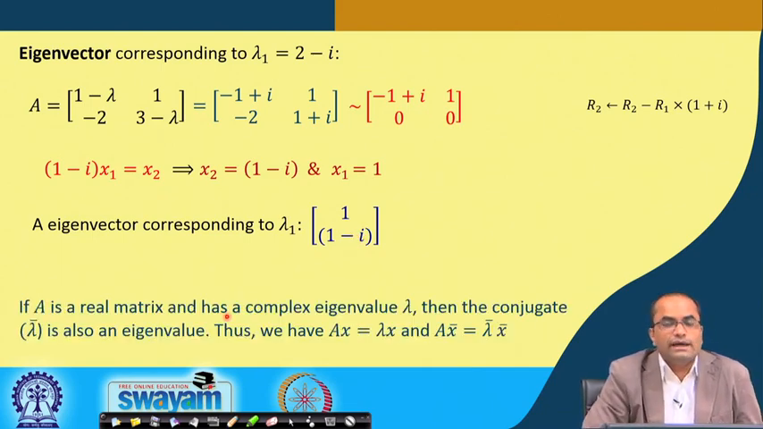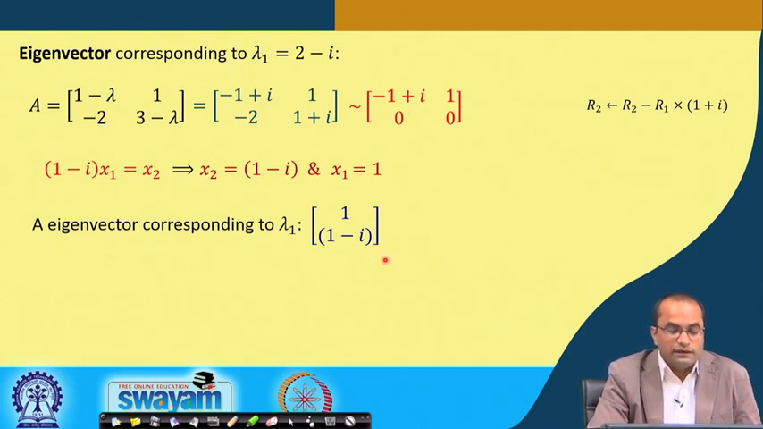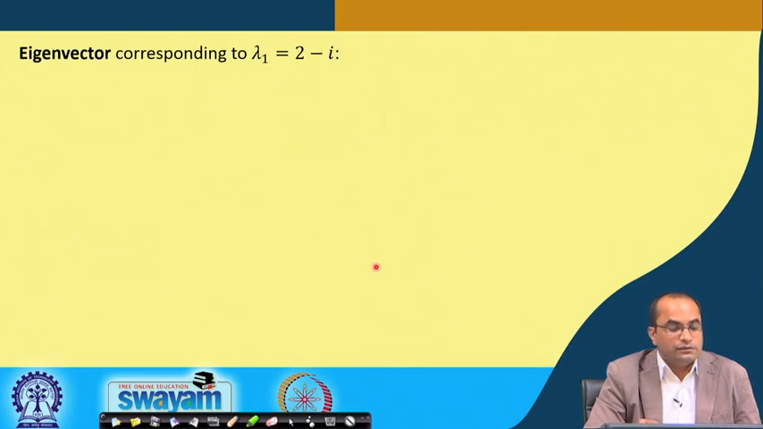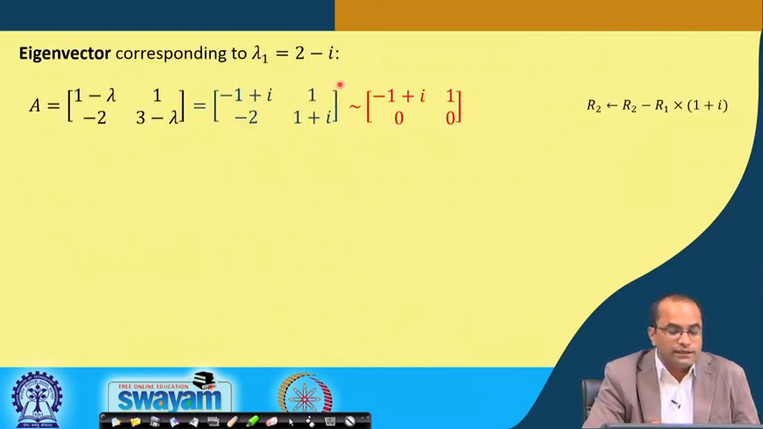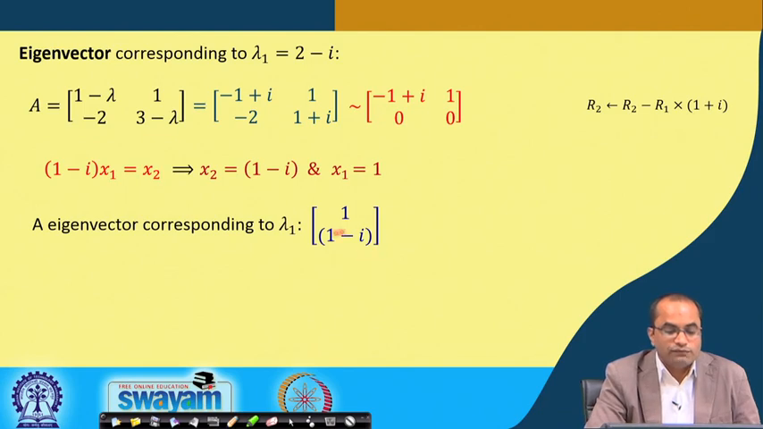So, if A is a real matrix, this is the result, not related to this example but a general result that we have now. What we observed in this example is that the earlier eigenvalue was 2 plus i and the corresponding eigenvector was 1 and 1 plus i, and now we have 2 minus i, and the eigenvector we get is 1 and 1 minus i. So, one of the eigenvectors here is exactly the conjugate of the eigenvector corresponding to its conjugate eigenvalue. So, that is a nice result.